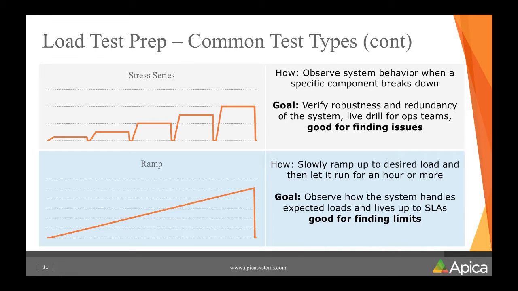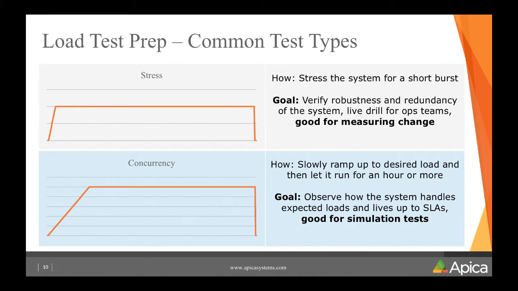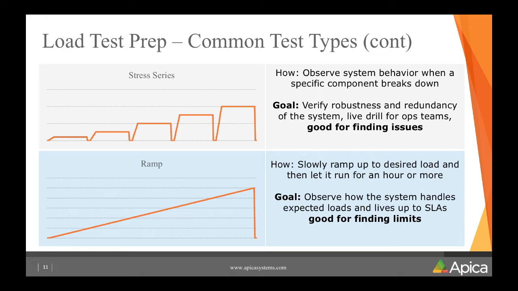And there are many more ways of testing your systems than this. It's all about defining what question you want to answer. Is it how has the environment changed since the last test? Or in concurrency, say, can we handle this kind of traffic in the future, or do we need to scale up? And going back to stress series again, it's just good for finding issues. And ramping is really good for finding the system's limits.